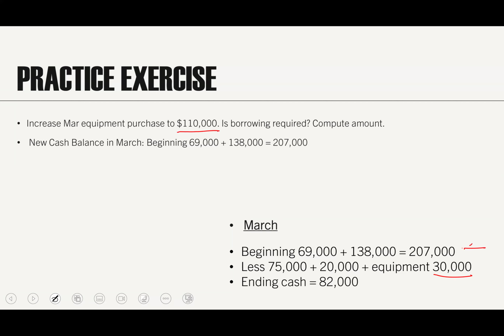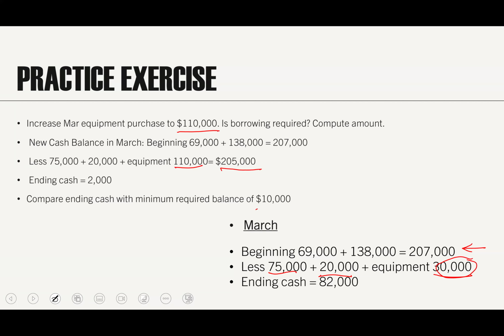My cash that came in, cash available plus beginning balance, still remains the same. My cash payments will change. 75,000 will remain the same. 20,000 will remain the same. But this equipment is now going to change to a higher number, which means total amount of payment I have to make is 205,000. So what is the ending cash? Only 2,000. Now it is important for me to remember that I have to have at least $10,000 in my cash account at all times, which means the cash is too little, which means I need to borrow.